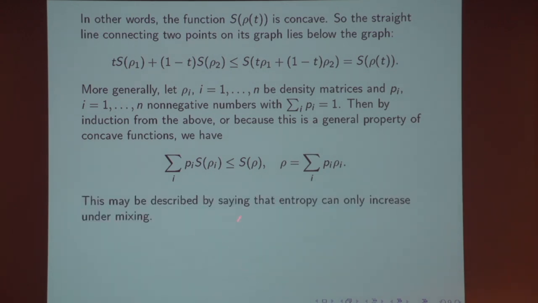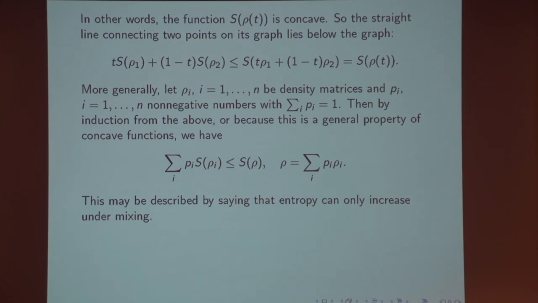So that might be described by saying that entropy can only increase under mixing of states, where here state means density matrix. So one extreme case would be that the rho_i could be pure states, sorry, rank 1 density matrices of pure states. Then their entropies are 0. But rho is a mixed state.